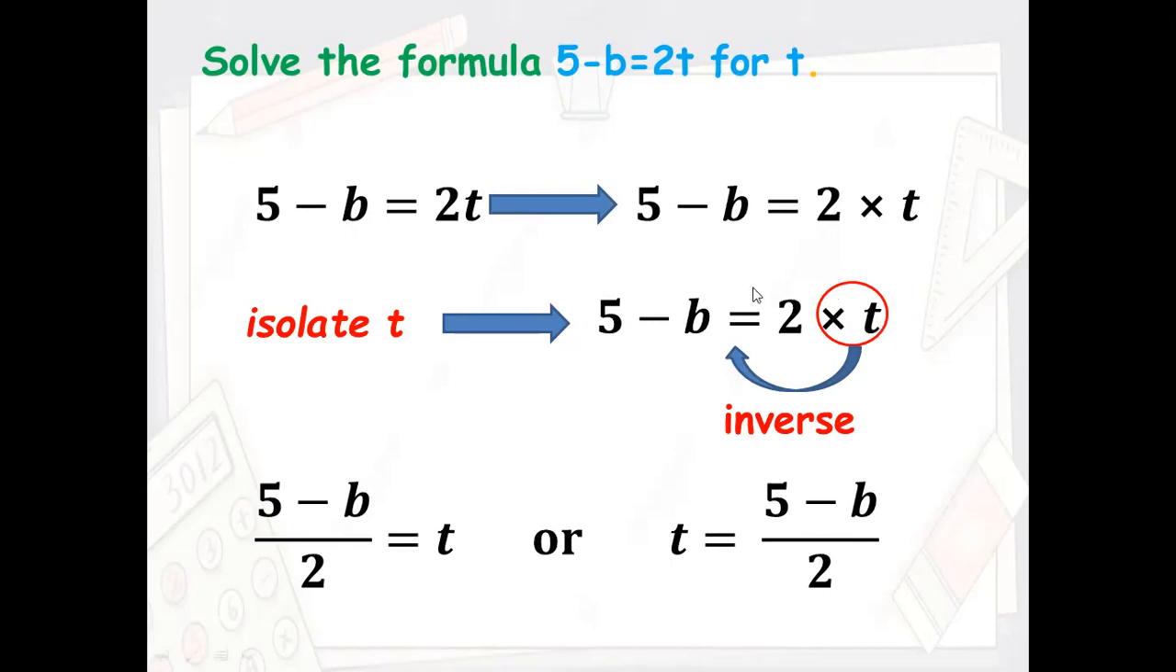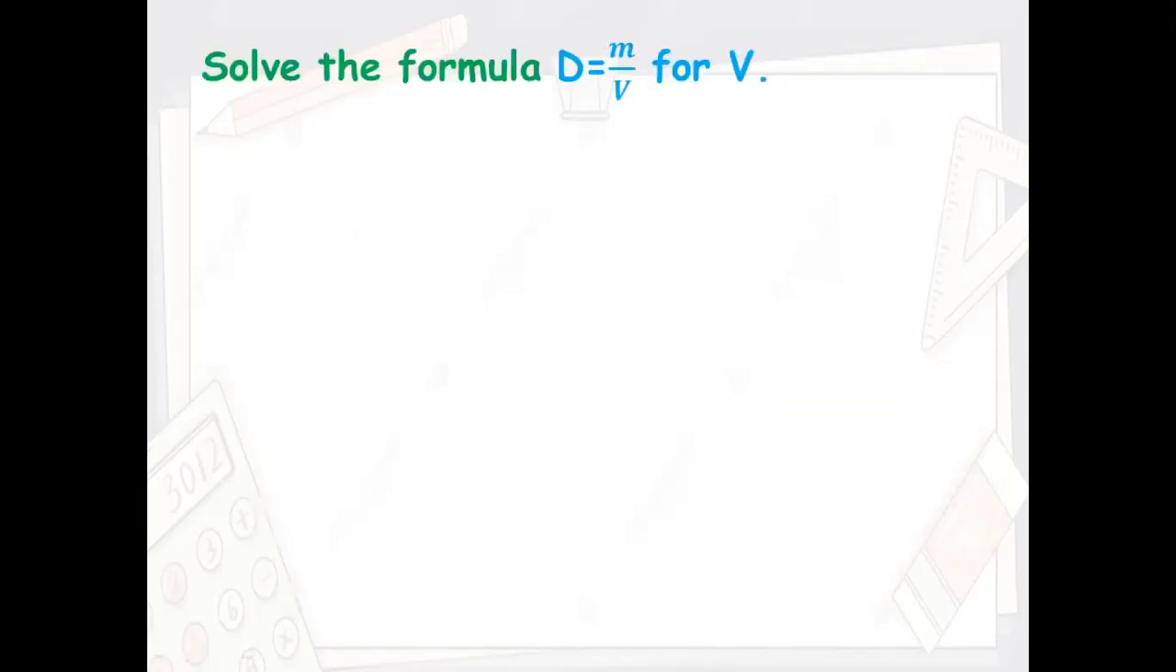In fact, this circle should have been placed over 2, not over t, because we are moving the 2. So it was a small organization mistake here. The circle should have been on 2. So we are moving the 2 to the side, which means the opposite of multiply is divide. So when the 2 moves to the other side, it becomes divided by 2. It's very easy. Okay, now one more question, and then let's start practicing.